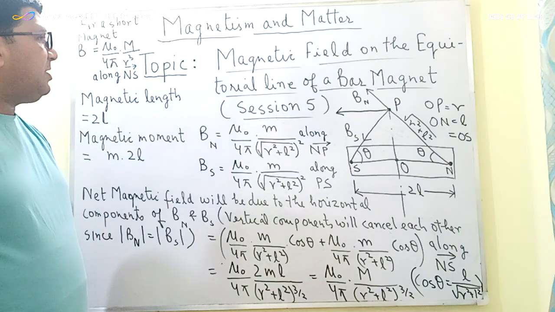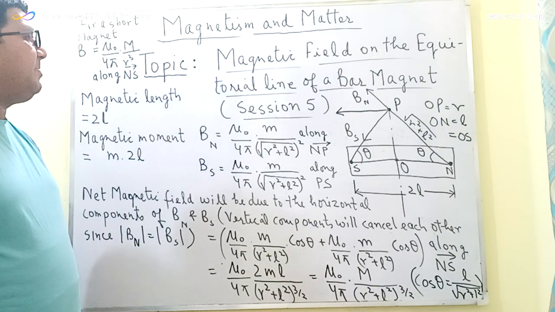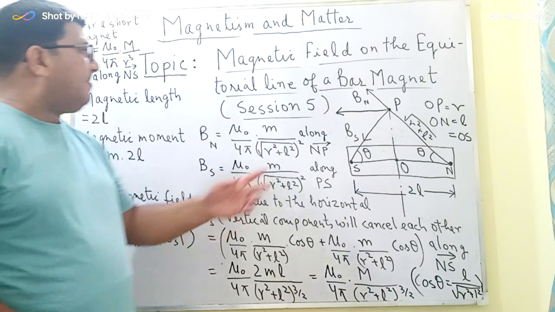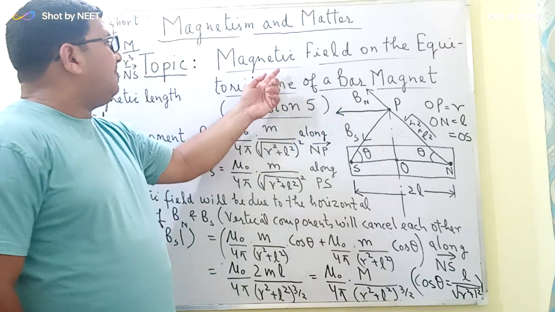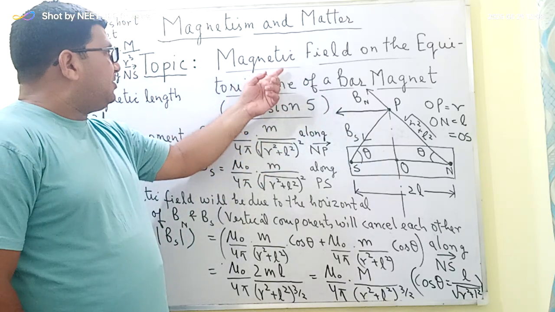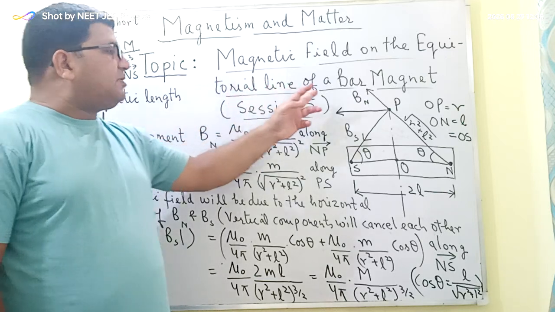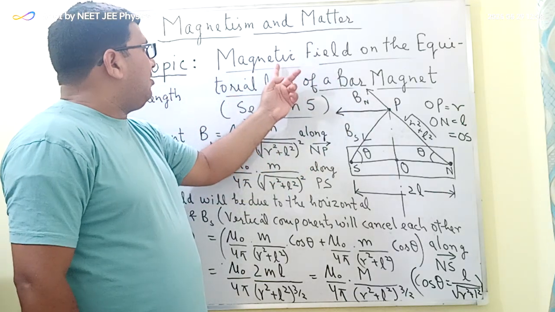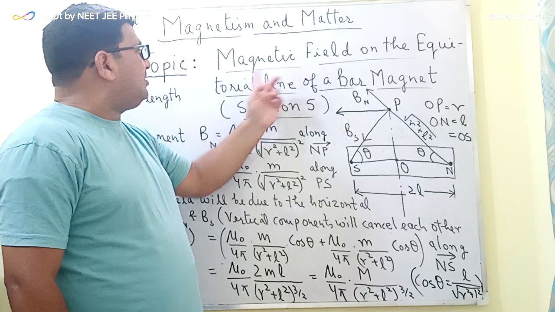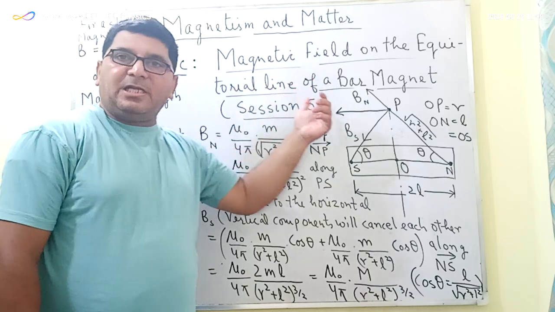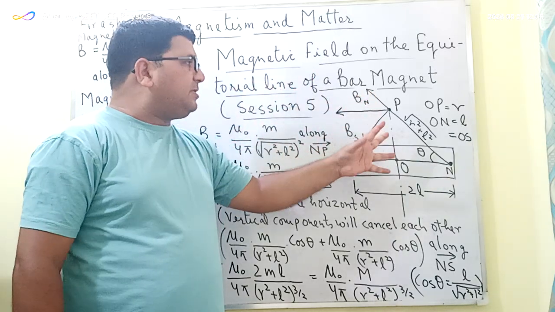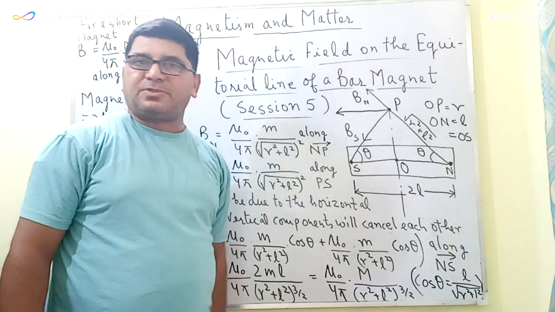So thank you very much for joining this session. In the next session I will be coming up with a couple of questions from the topic of the magnetic field on the equatorial line of the bar magnet, and the magnetic field on the axial line of the bar magnet. So I will be coming up with a couple of questions in the subsequent 2 or 3 sessions based on these two topics.